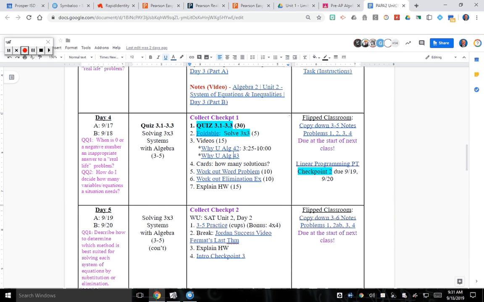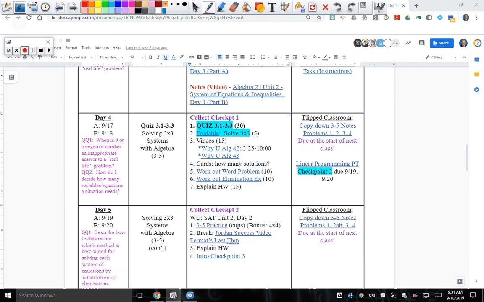Alright, so we have now covered this. You know that the homework is notes and also this linear programming checkpoint 2 due at the beginning of next class. I'm going to show you this quick foldable. It's the paper that you grabbed on your way in, so go ahead and pull that one out. It has like 3 columns and it's about a 3x3 system.